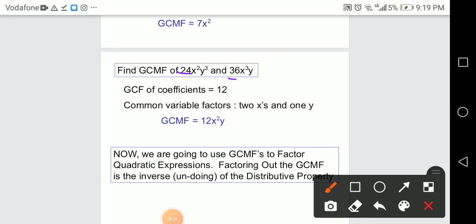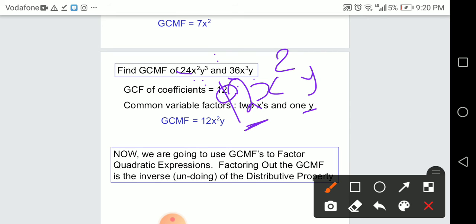24 and 36. The greatest common factor between them is 12. But I have here x to the power 2, y to the power 3, and x to the power 3, so what should I choose? x to the power 2. Y to the third power and just y, so take the least one, which is y. So my answer will be 12, the greatest common factor, with the two variables as you see.